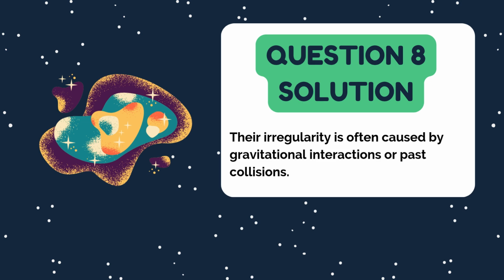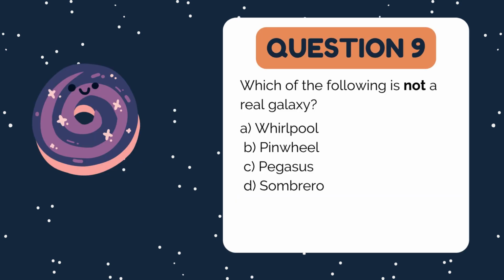Moving on, which of the following is not a real galaxy? A. Whirlpool, B. Pinwheel, C. Pegasus, D. Sombrero.